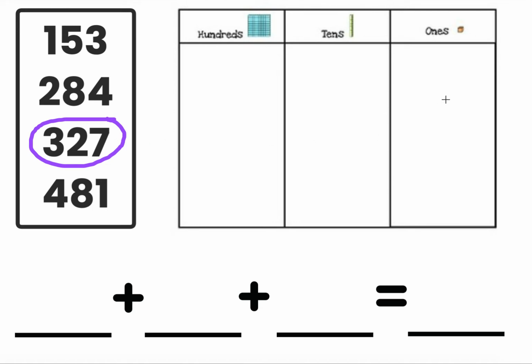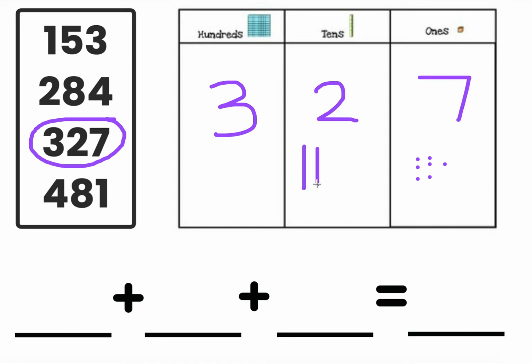Now that we're going to go ahead and keep doing 327, the first thing I'm going to do is put my 7 in the ones place. Now I can put my 2 in my tens place and my 3 in the hundreds place. So I have 327 as 3 hundreds, 2 tens, and 7 ones. Let's go ahead and draw our pictures. We have 7 ones, 1, 2, 3, 4, 5, 6, 7, 2 tens, 1, 2, and 3 hundreds.